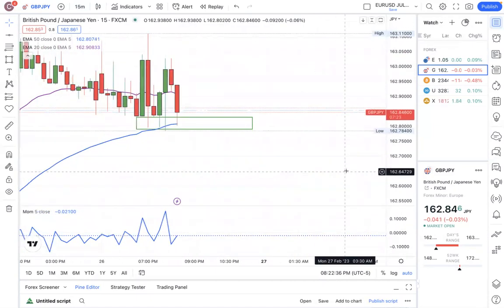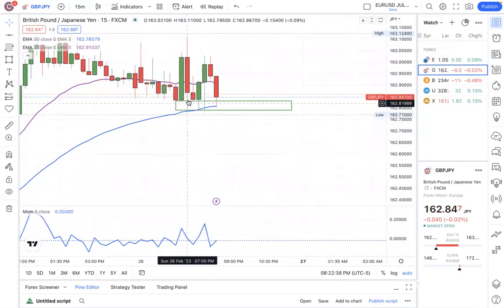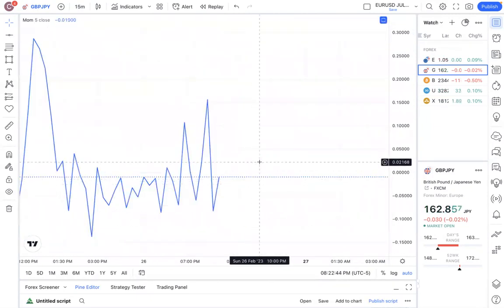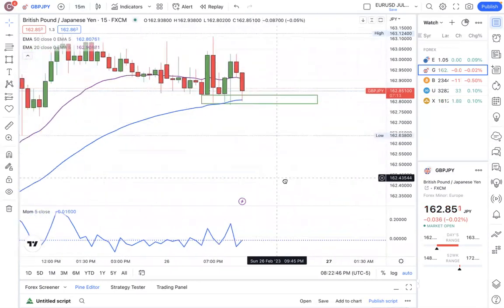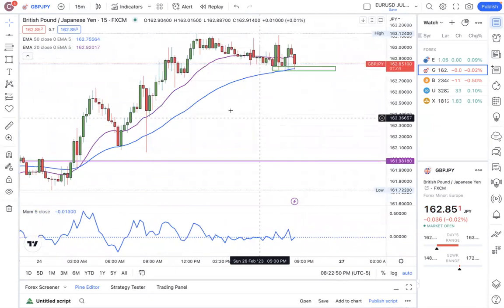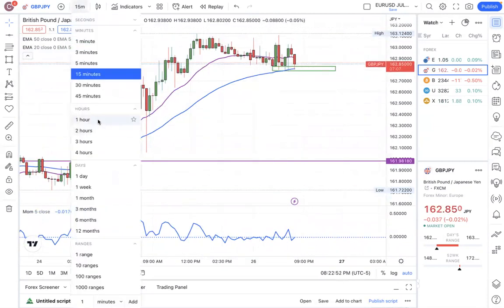What do we see on the 15? Look at that. We see all this happening, right? We see all this liquidity, and we see our MOM about to cross up. So we might want to take it for a buy potentially, right? Potentially. And let's just check it on the hour.